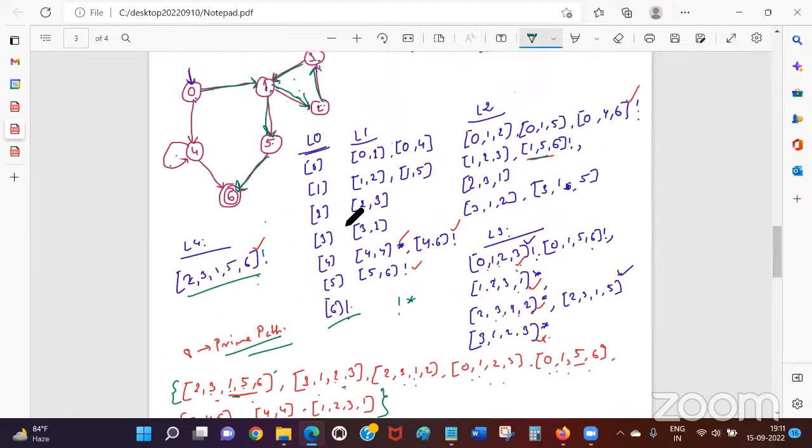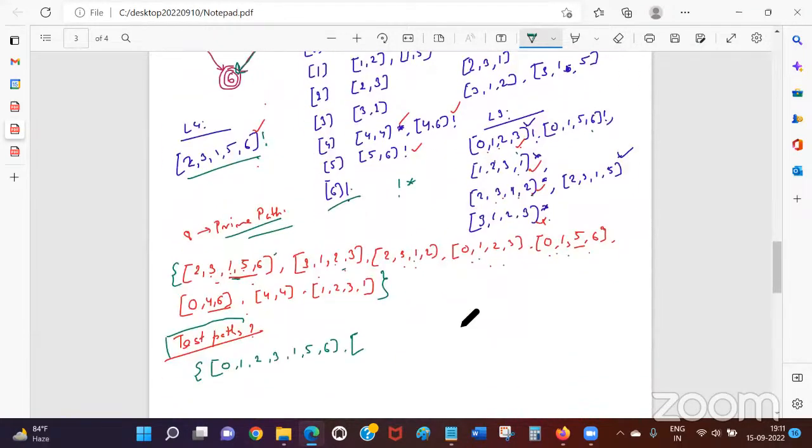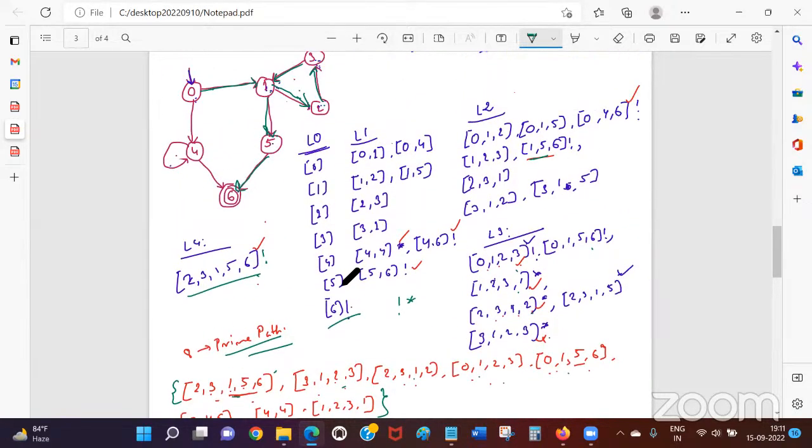Now, if any prime path is already covered in the test path, I may avoid that one. Now, 3, 1, 2, 3, is it covered? No, not covered. So I need to look for 3, 1, 2, 3. Where is 3, 1, 2, 3? It basically shows a repetition, right?